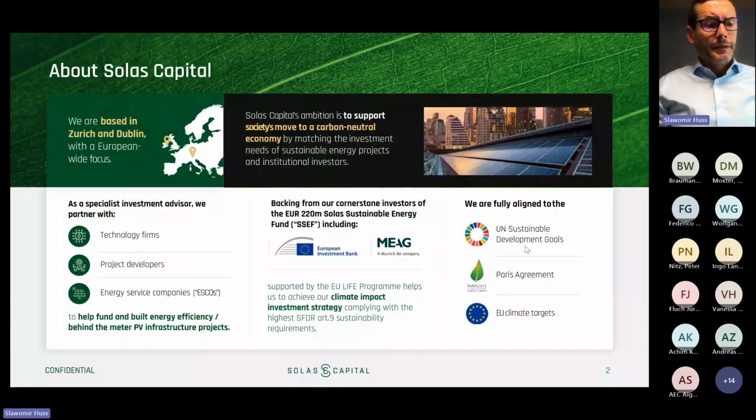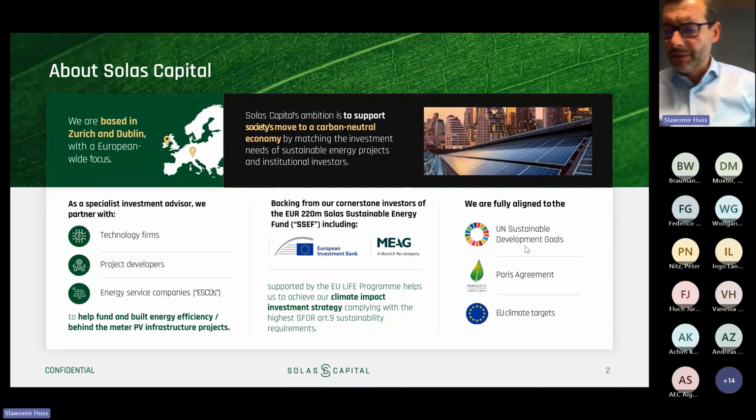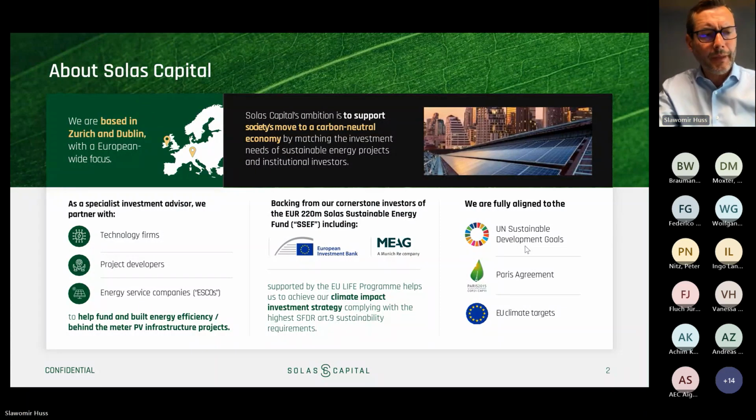So again, Solus Capital: we're a team of 12 people based mainly in Zurich, but also in Dublin. A small comment: recently we opened a third office in Germany, in Munich. In essence, what we do, we connect institutional investors on one hand with portfolios of dispersed small-scale energy efficiency projects across Europe.